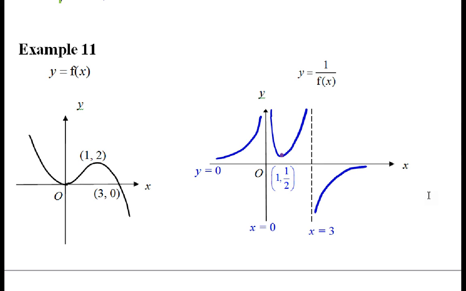Okay, example 11, not too bad. Very good, quite well done. Just check your vertical asymptote first thing here.